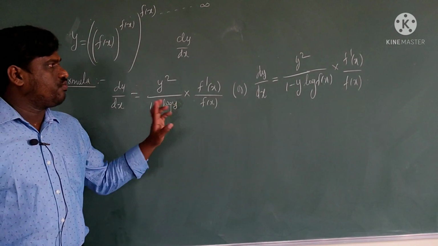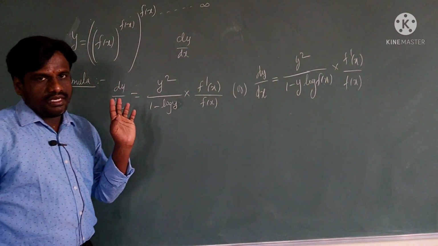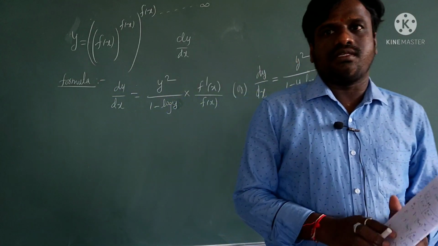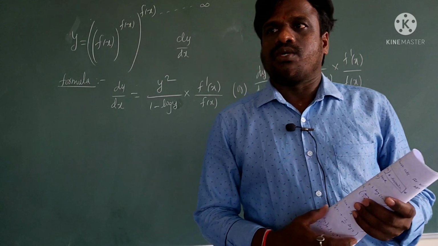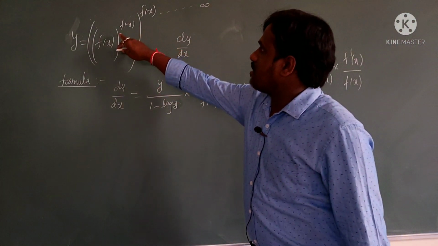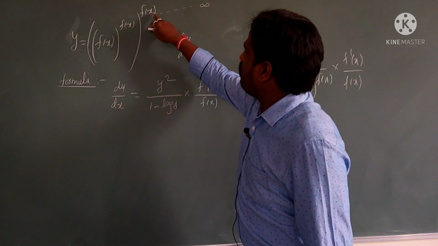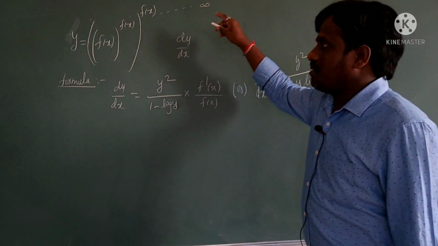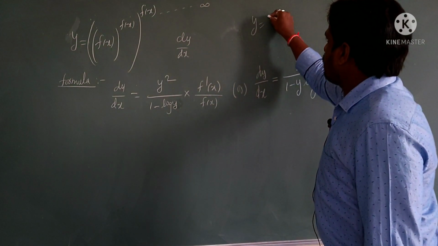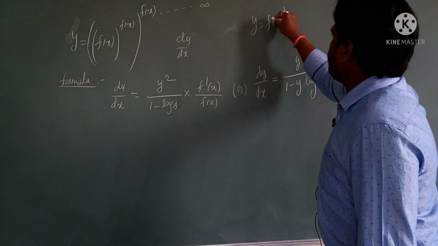See, how can this formula be the same? I am not deriving this. I am giving you two as homework. You can try. Let us take this total as y. It means y is equal to f of x whole power y, this whole thing will become y.